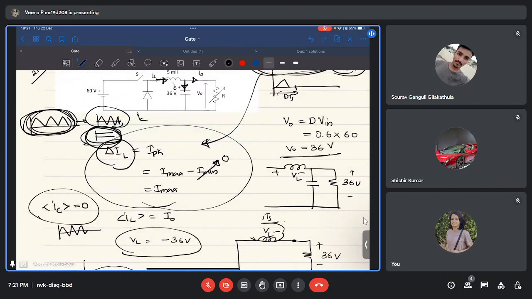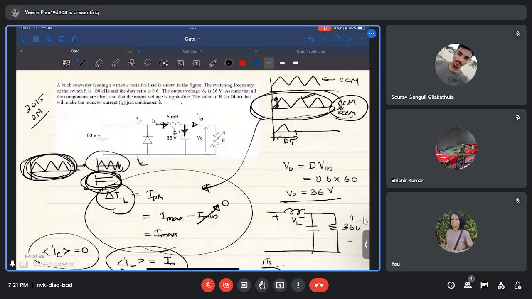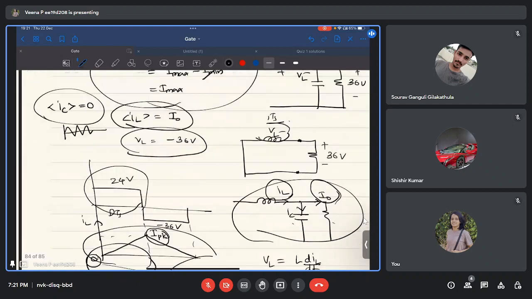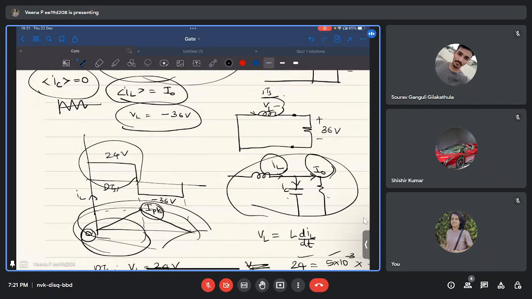Now you will find the average value of inductor current from the inductor current waveform. You obtain that waveform by plotting the inductor voltage. When the switch is on, the inductor voltage is positive, so the inductor current rises. When the switch is off, the inductor voltage becomes negative and the current will fall. You know the voltage values but not the peak value of inductor current, so you can utilize the equation inductor voltage equals L dI by dt to get your peak inductor current.